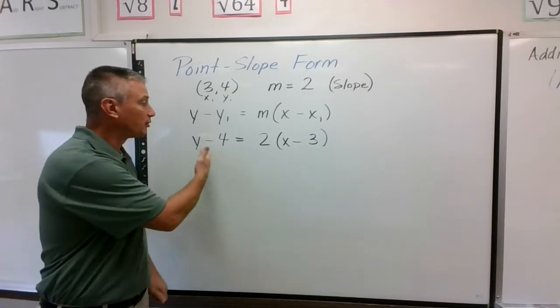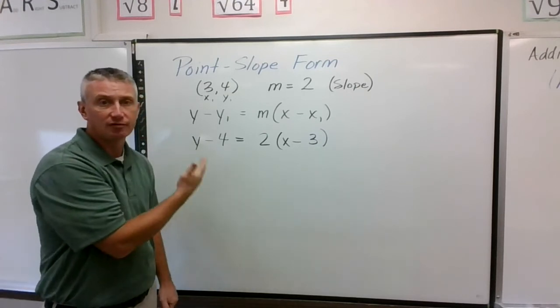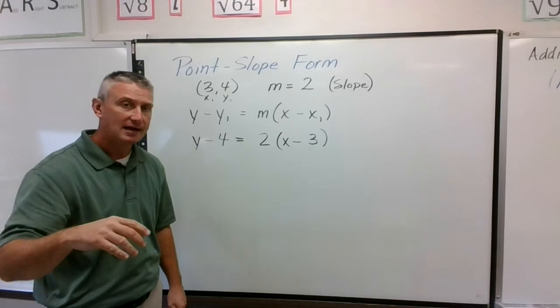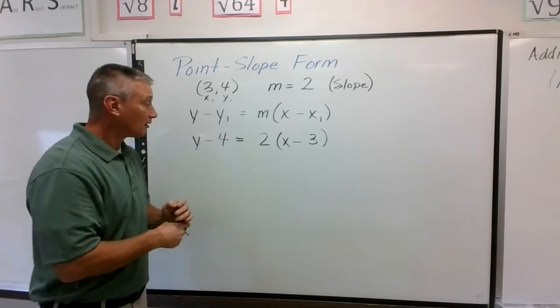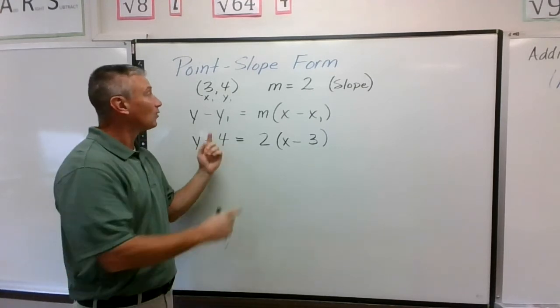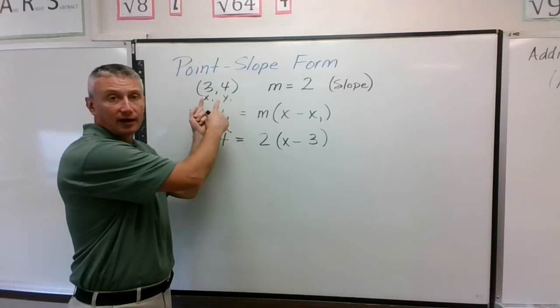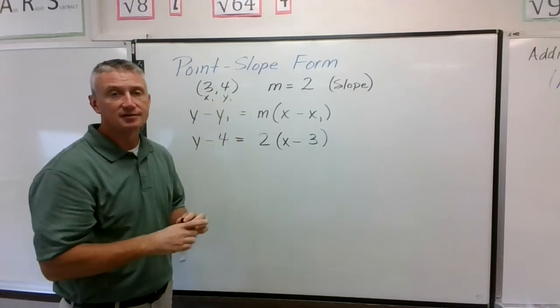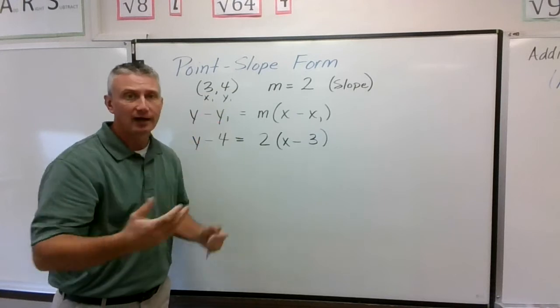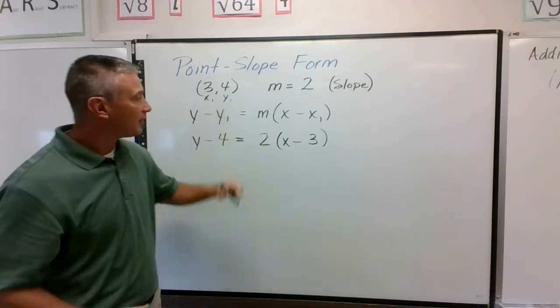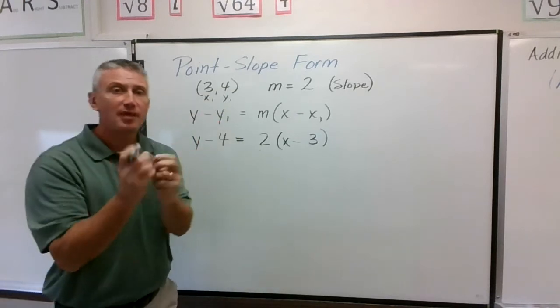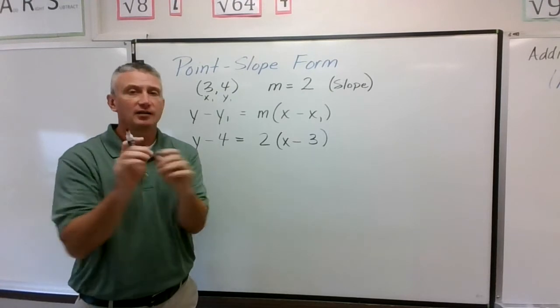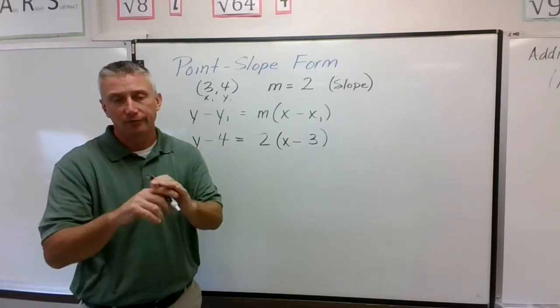So if we were to put this onto a graph, we could actually graph this. I'm going to show you how to do that in class. But here's all you need to know. One of my points that's going to be on the line, that is going to be on the graph, is 3, 4. So you put a dot at the point 3, 4. And then my slope is just telling me that from that one point, not the y-intercept anymore, because we don't know what the y-intercept is.